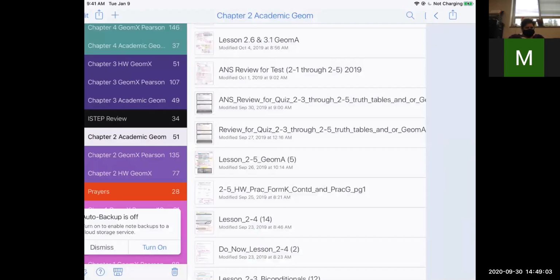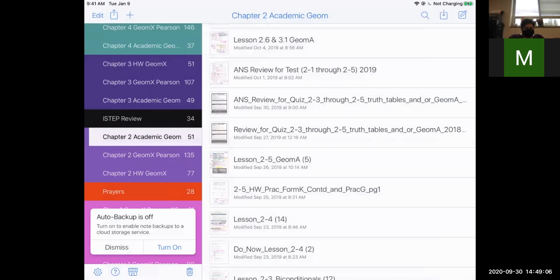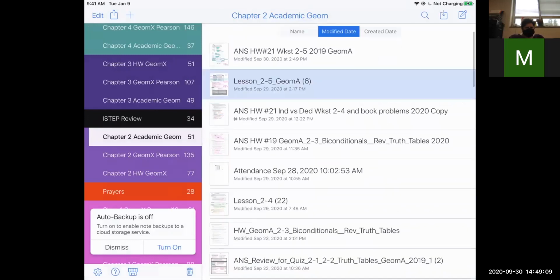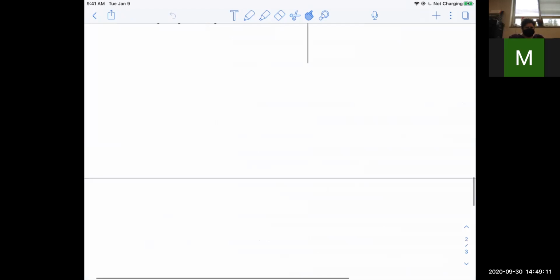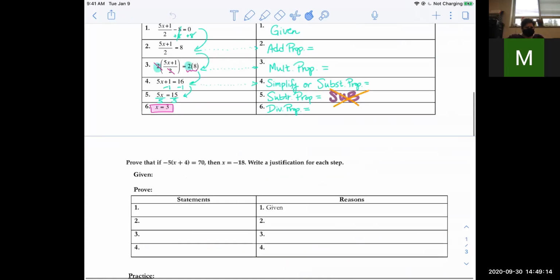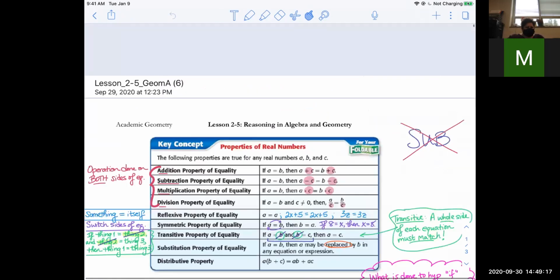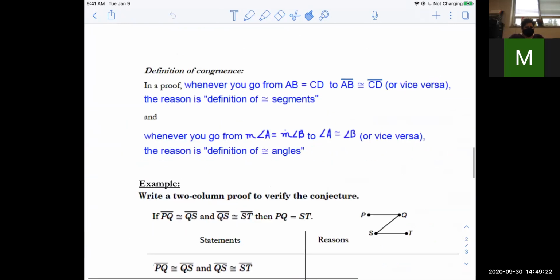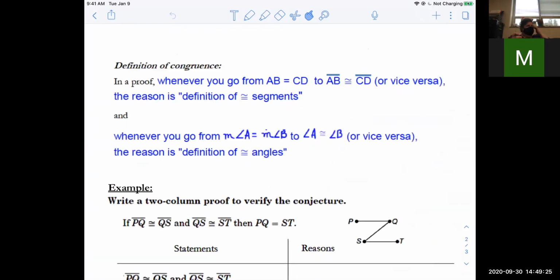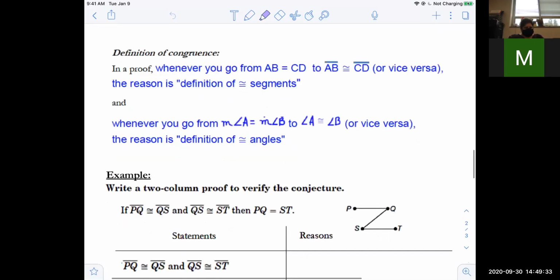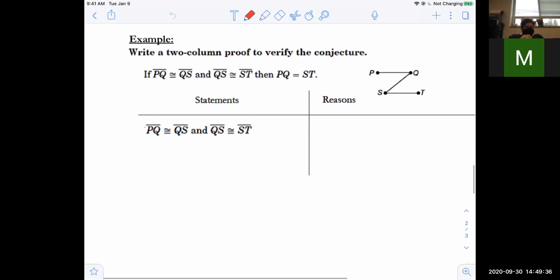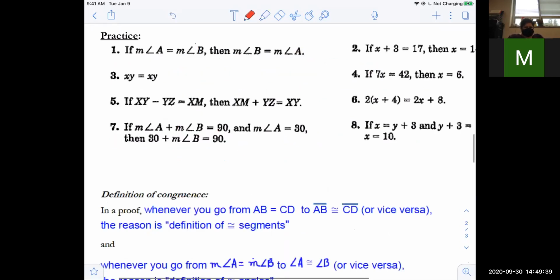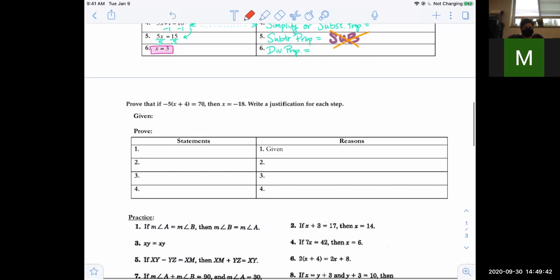Okay, let me glance back at lesson 2.5 notes and see if there's anything else we need to finish. Was there a proof on there we hadn't done? Oh my gosh, there's a lot we haven't done. I forgot. Okay, so this one is super important. The definition of congruence. Go back to lesson 2.5 and we will do a little bit of this. But I do want us to go through the proofs and examples.